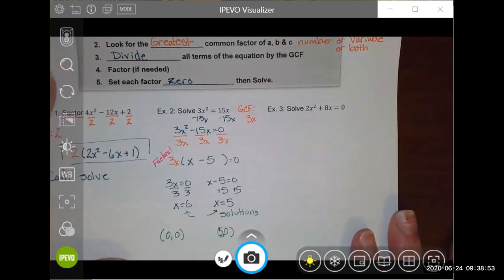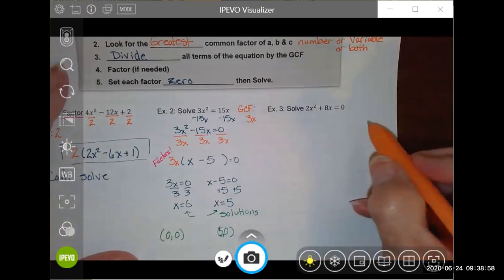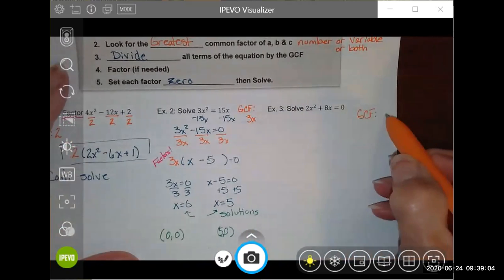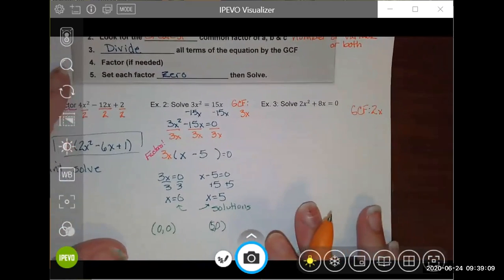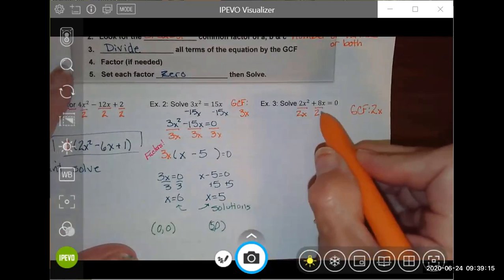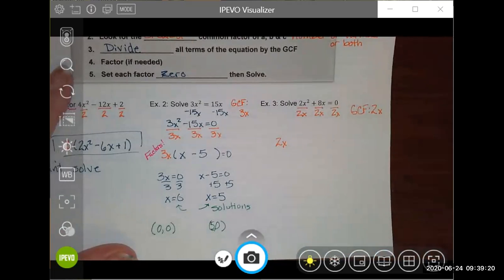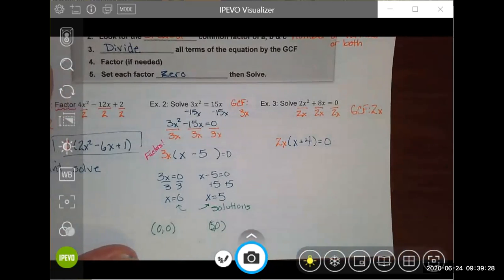Let's do one more. This one is already set equal to 0, so I have saved myself that step. My GCF in this case, they both have x's and they're both divisible by 2. So I'm going to say that my GCF is 2x. I'm going to divide all my parts by 2x, and I'm going to remember that 2x is one of my factors. And when I do this division, my result is 2x times x plus 4.